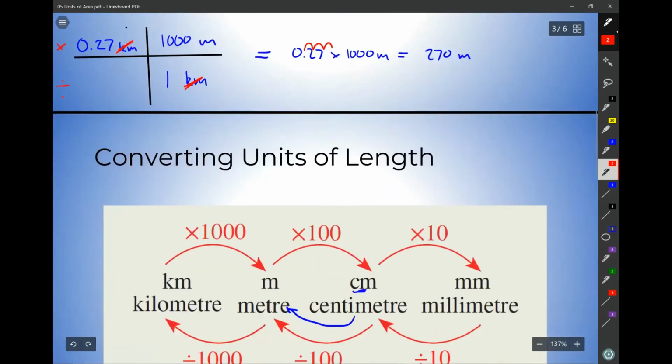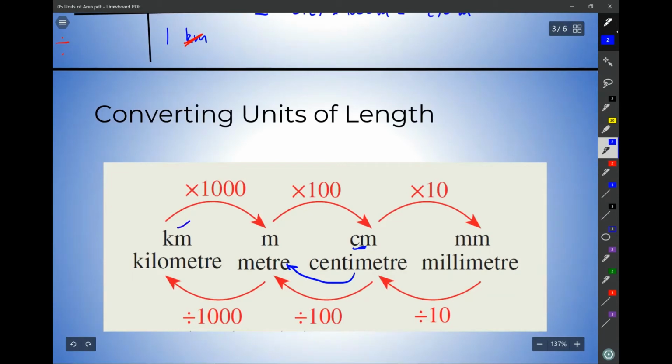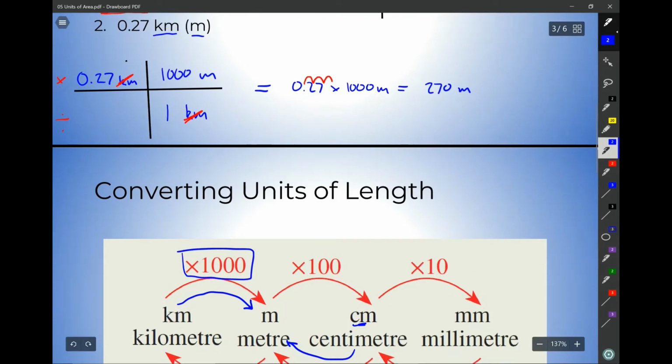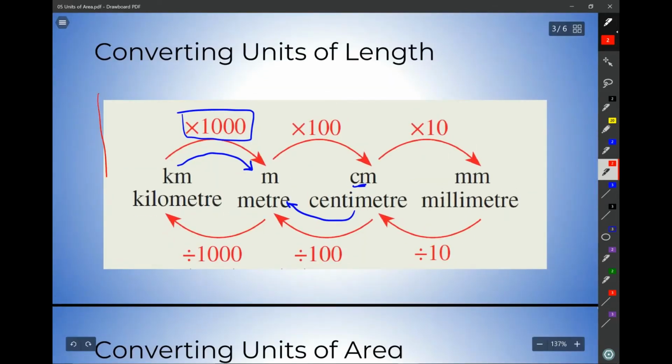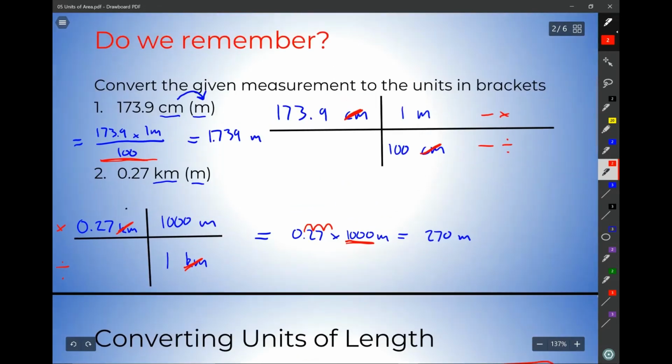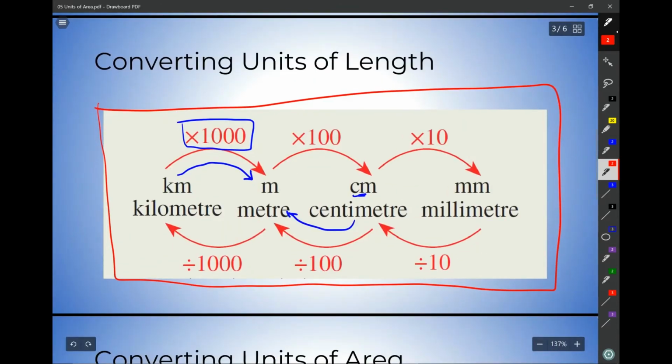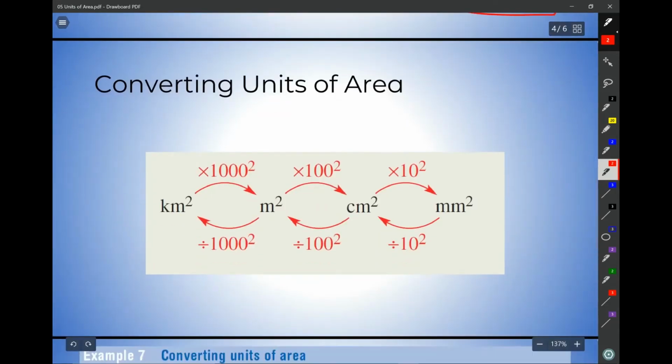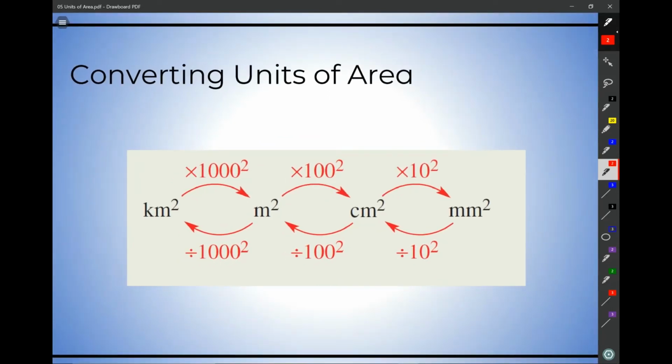And then in the second one, we were going from kilometers to meters, and this one says to times by 1,000, and that's what we ended up doing. We were timesing by 1,000. So if you can remember this diagram, you can take a bit of a shortcut when we're doing these unit conversions. But okay, now that we've reminded ourselves about this diagram for length, we're going to see that the diagram for area is slightly different.